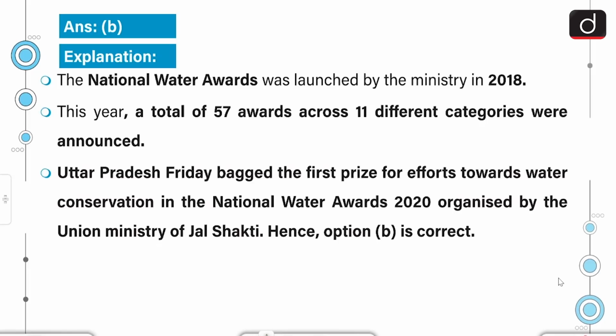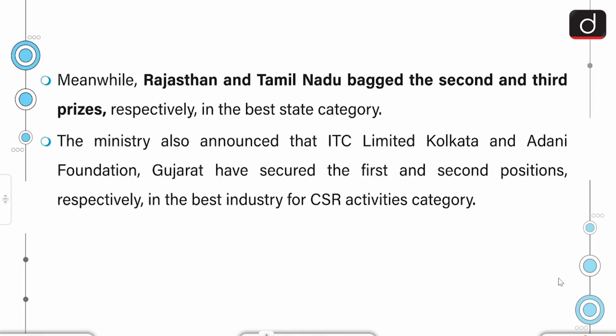Okay, so Uttar Pradesh on Friday bagged the first prize for efforts towards water conservation in the National Water Awards, which was organized by the Union Ministry of Jal Shakti. And Rajasthan and Tamil Nadu bagged the second and third prizes respectively. So first is Uttar Pradesh, then we have Rajasthan, and then we have Tamil Nadu. And the ministry also announced that ITC Limited Kolkata and Adani Foundation Gujarat have secured the first and second positions respectively in the best industry for CSR activities.